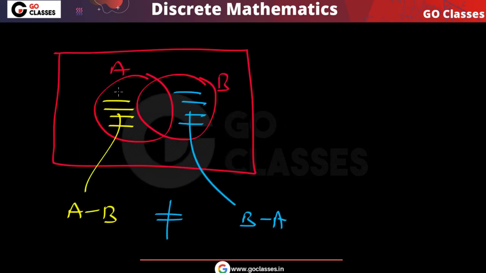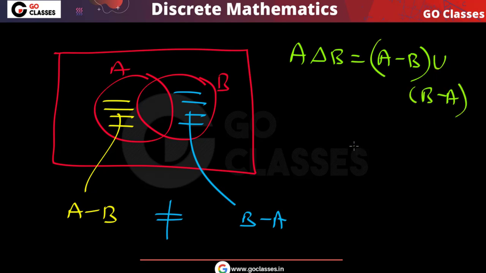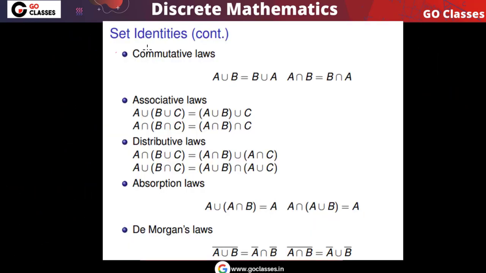Because what is symmetric difference? This is the symmetric difference. A symmetric difference B is basically the A minus B area union the B minus A area. So this area union this area is your symmetric difference. And symmetric difference is commutative, because if you do B symmetric difference A, then also you will get the same area, this area union this area. So B symmetric difference A is the same as A symmetric difference B. This is the rule of commutative.